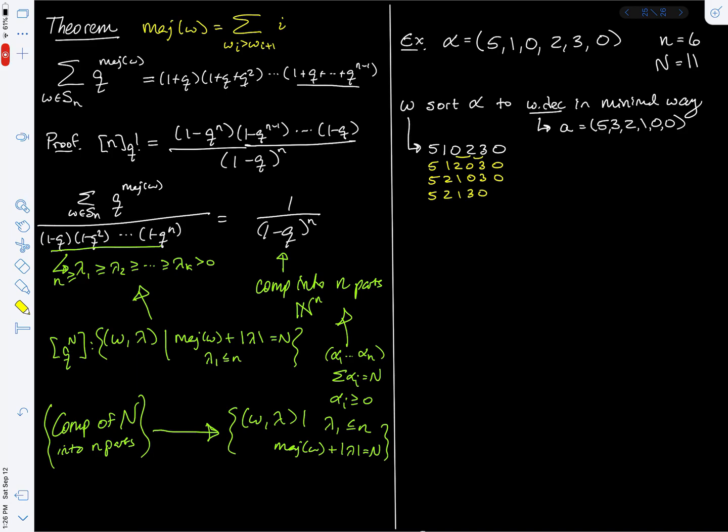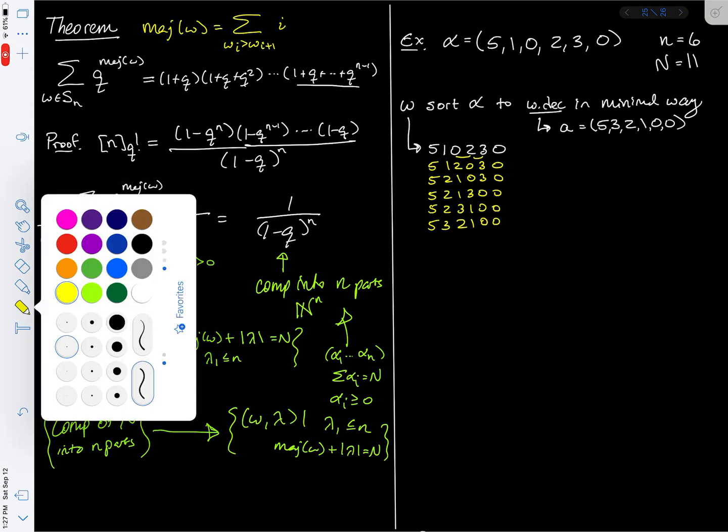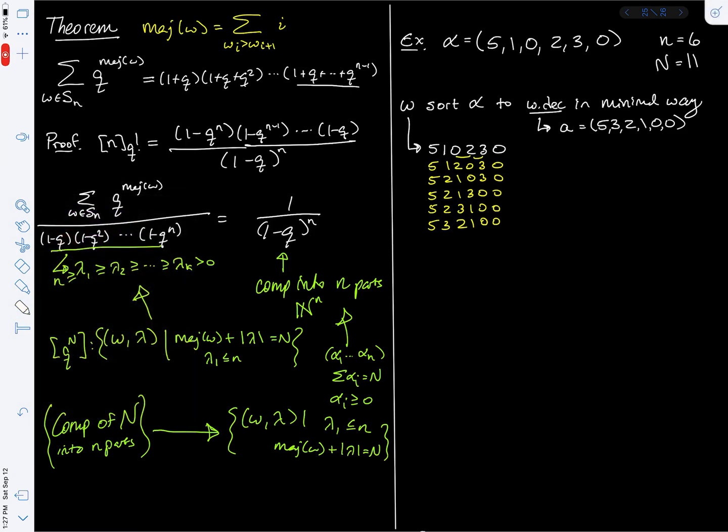5, 2, 1, 3, 0, 0. 5, 2, 3, 1, 0, 0. 5, 3, 2, 1, 0, 0. So the number of steps it takes me is going to be the number of inversions of my permutation, if I've done it correctly. And so my permutation in this case, I can just think about at each step which two numbers did I transpose, and I can do that to the permutation.